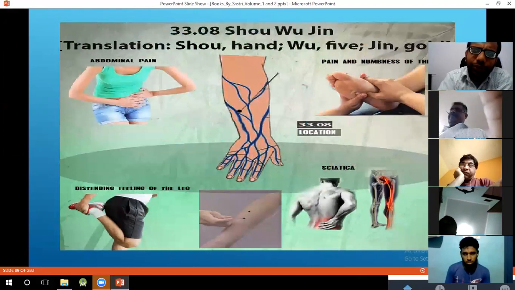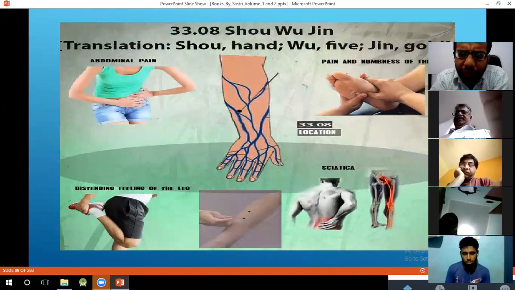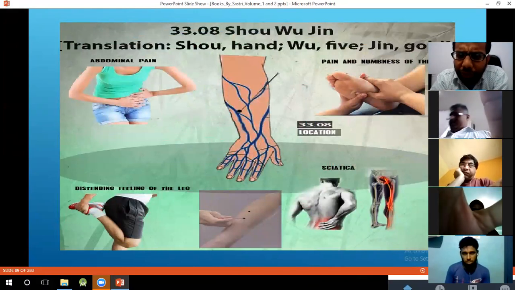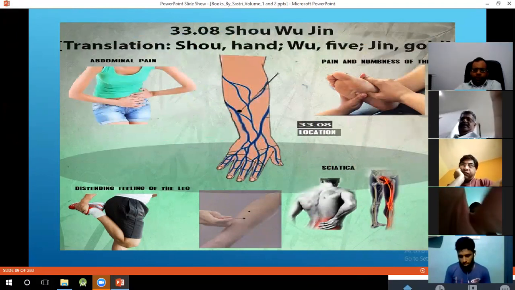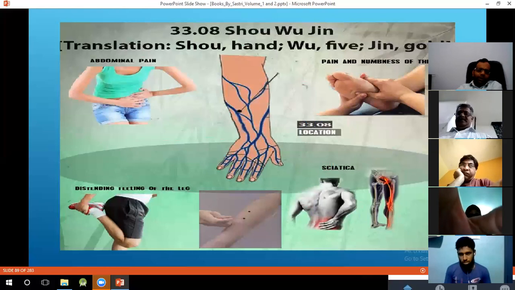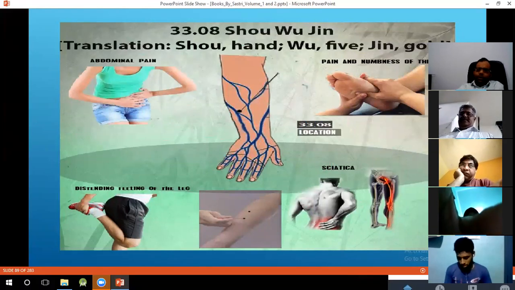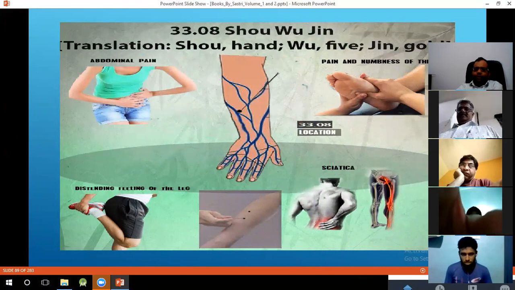Then comes 33.08. 33.08 is a very good point when you have severe pain or numbness of the heel, especially in sciatica, where people have a lot of problems. So it happens frequently. And then there is also sports injury, in combination with ankle injury, ankle pain, and so on.